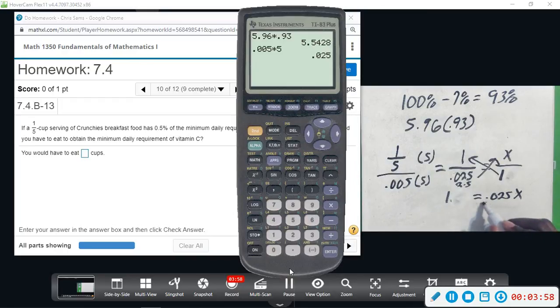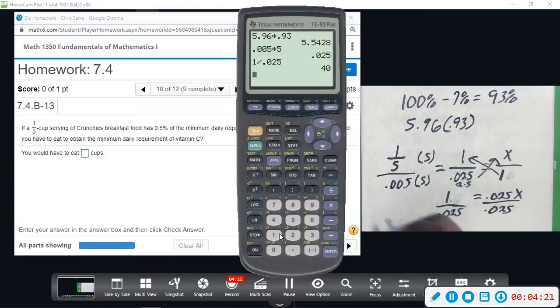All right, now divide by 0.025 on both sides. Okay, so 1, because I converted it to a decimal instead of leaving it percentage. 1 divided by 0.025. It will give us 40.